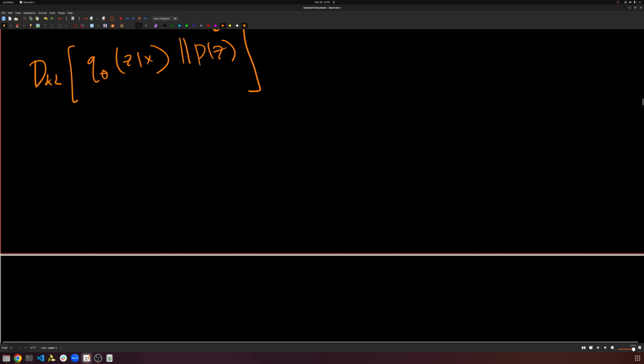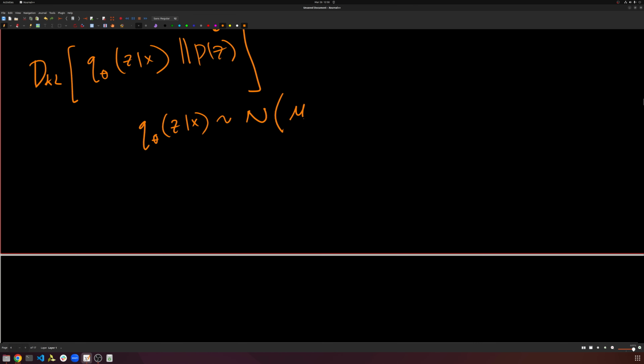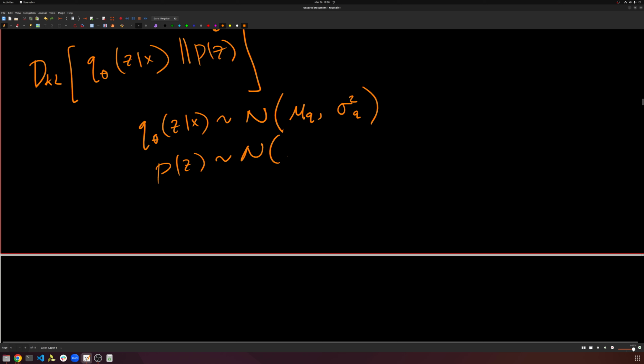We're going to just do the more general form, and then we'll plug in 0 and 1 later. So let's call Q of z given x some predicted Gaussian distribution, and it will have some mu q and sigma squared q, for the q distribution. And then we're going to say p of z is going to be some normal distribution with mu p and sigma squared p. And we know this should be 0, 1, but we'll come back to that a little bit later.